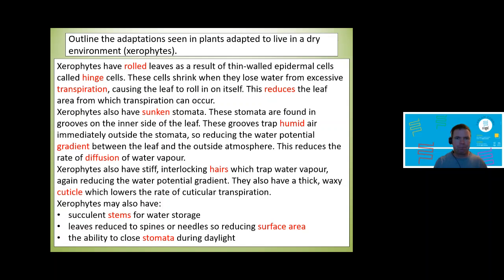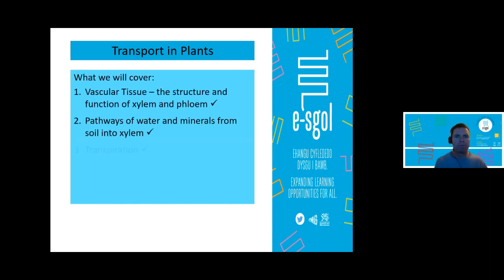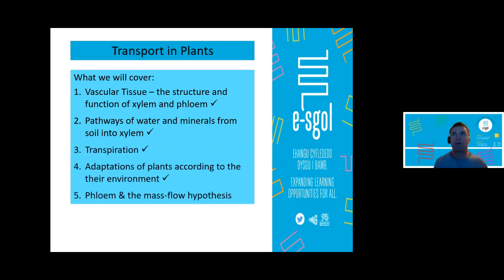Now then, let's draw a line underneath that. Again, I'm conscious of time. We've got about 10 minutes, and I'd like us to have a quick look at phloem and the mass flow hypothesis. So we've done now those adaptations. We're on to phloem and the mass flow hypothesis.